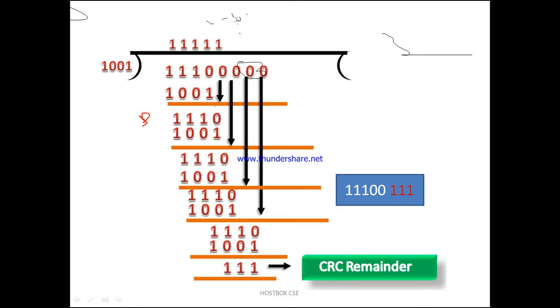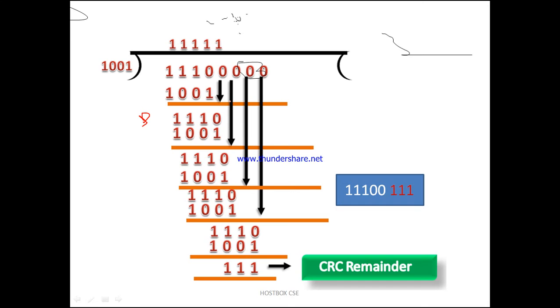Now one division step is over. Next I bring down a bit of the appended 000. Again I divide by 1001 and apply the exclusive XOR operation. Again we can ignore the leading zero, so now 111 is the answer.